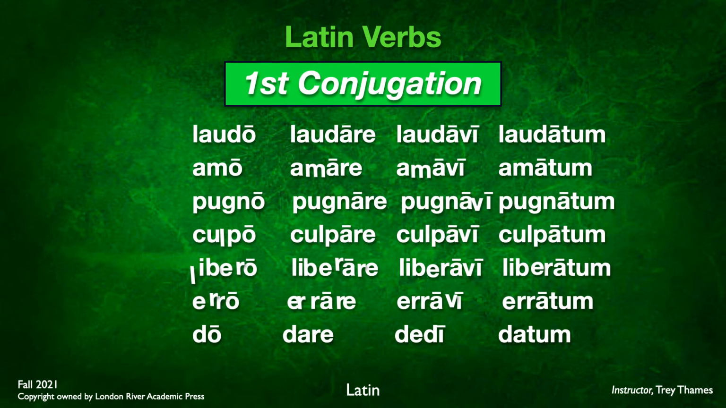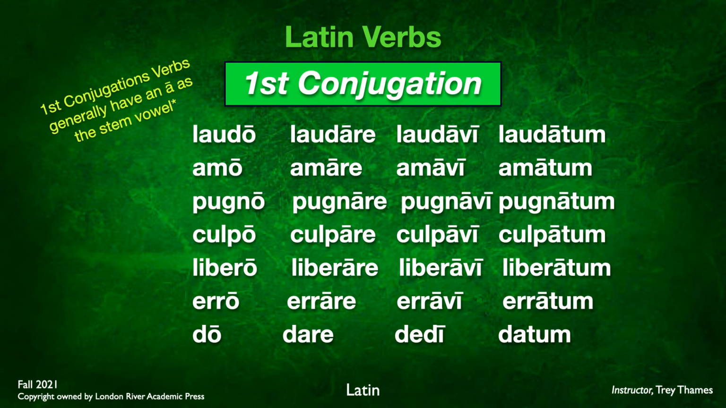So if you just take a step back and look at that slide as an entirety, you should be able to observe a pattern. That's why we call this a paradigm. Laudo, laudari, laudavi, laudatum is a paradigm or pattern for all first conjugation verbs. Now, a quick note here. First conjugation verbs generally have a long A as the stem vowel. And you will see the stem vowel in the second principal part.